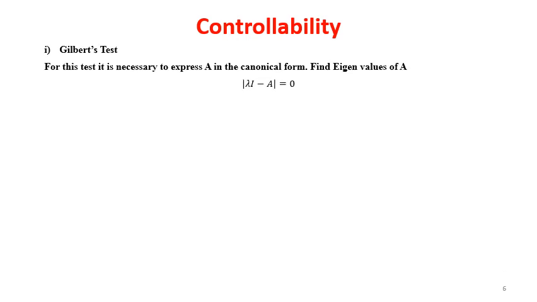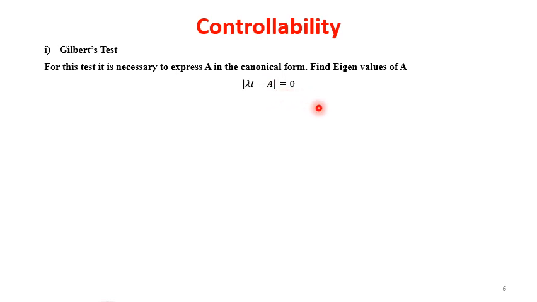Next, for the given problem, we need to find out the controllability using the Gilbert test. As we have already done the Kalman's test for controllability, similarly for the Gilbert test, it is necessary to express the matrix A in a canonical form. For that we need to find the eigenvalues of A, that is, the determinant of lambda I, the identity matrix, minus A should be equated to 0.